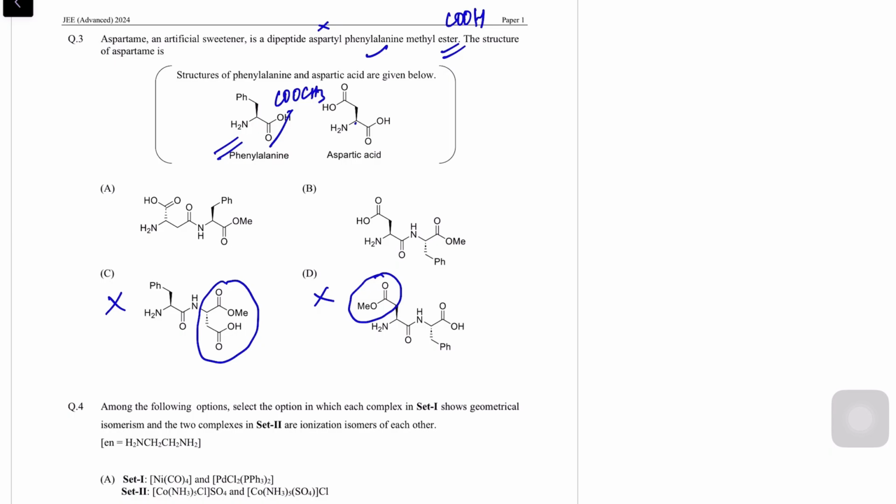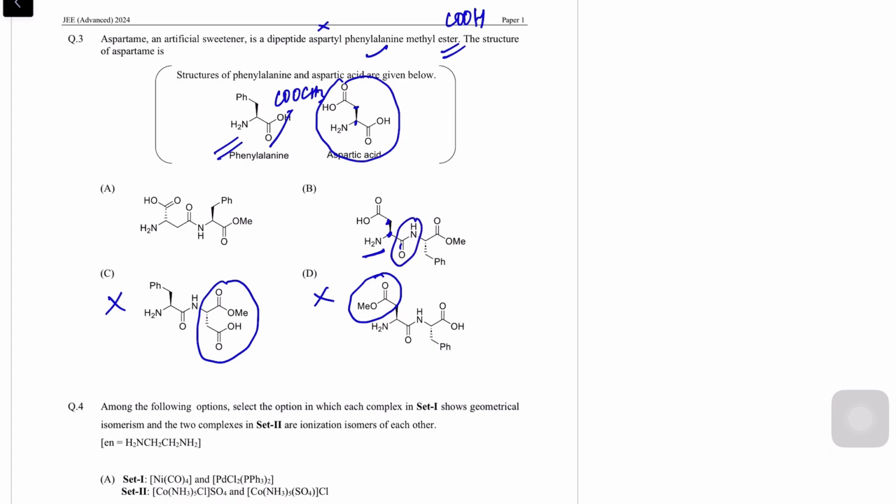Okay. Now let us come to options A and B. All right. So we write the N terminal on the left here. So NH2, CH here, CH2 here, and COOH. So this is the aspartic acid moiety, right? NH2, CH, CH2, carboxylic acid, and this is the peptide linkage.